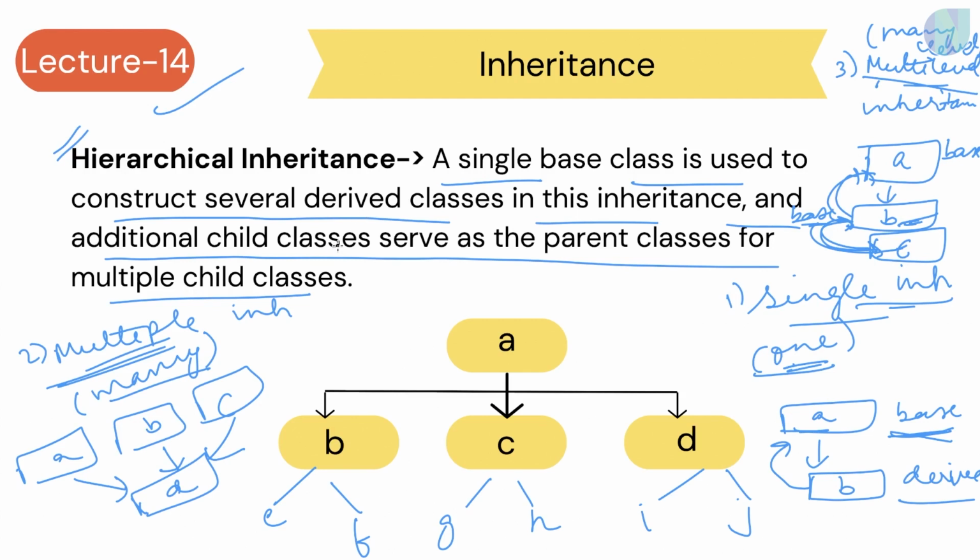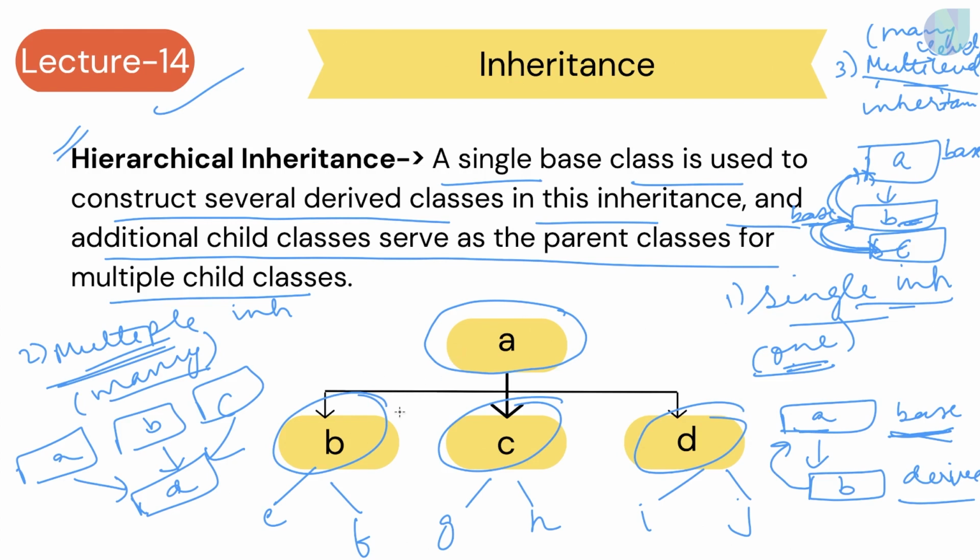Now coming to hierarchical inheritance. So basically in this inheritance, there is a single base class which is inherited by multiple derived classes. So this is known as hierarchical inheritance.